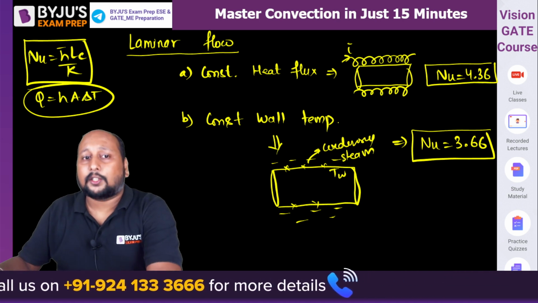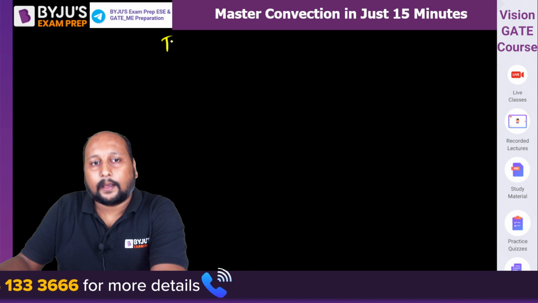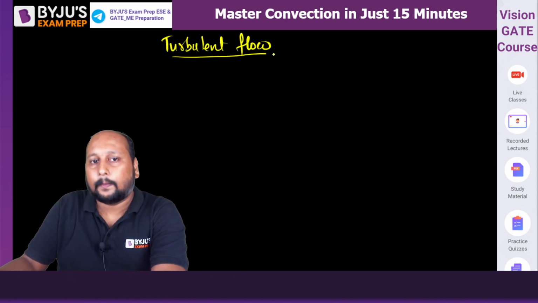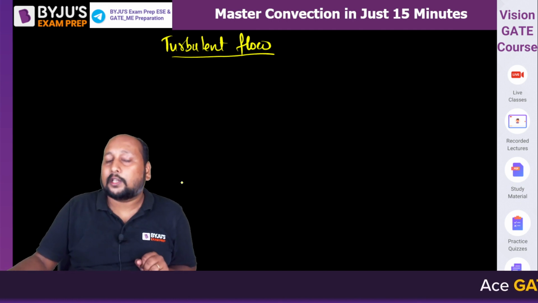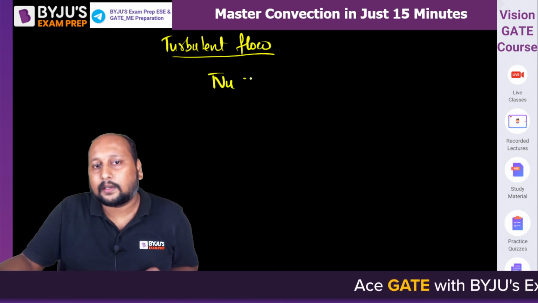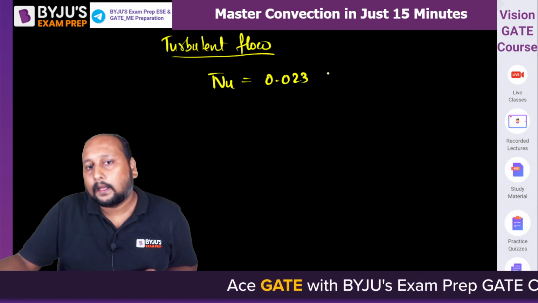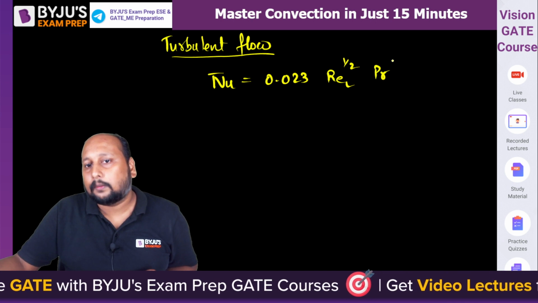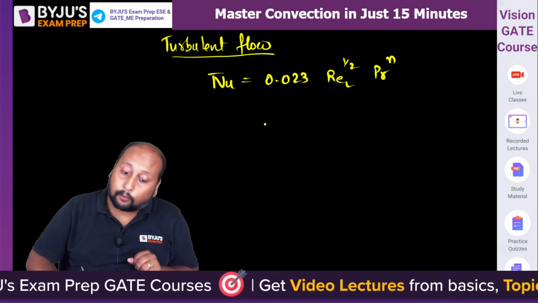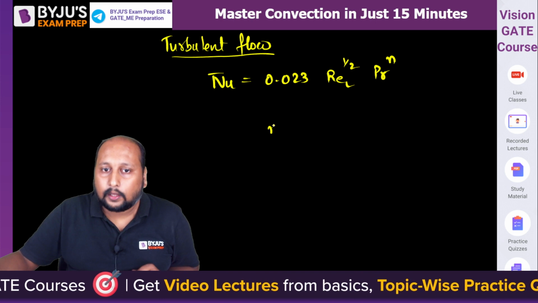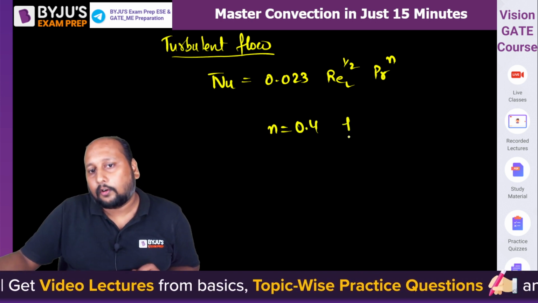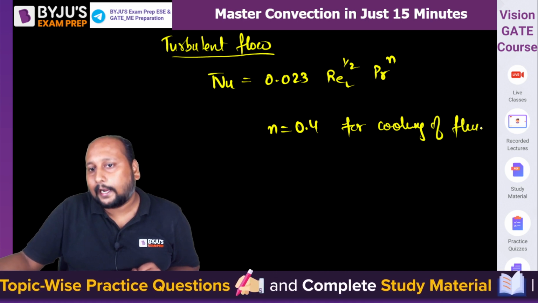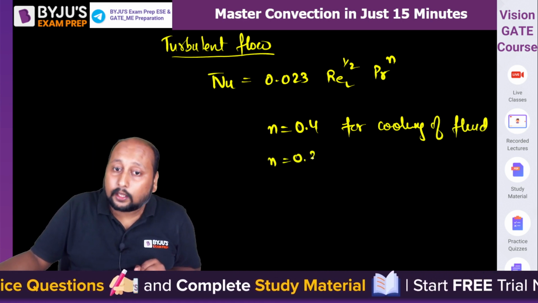Now let us talk about the turbulent flow for flow through pipe. So here we will be using the Dittus-Boelter equation, that is, average Nusselt number is equal to 0.023 Re to the power 0.8 Prandtl number to the power n, where n is equal to 0.4 for heating of fluid, and n is equal to 0.3 for cooling of fluid.